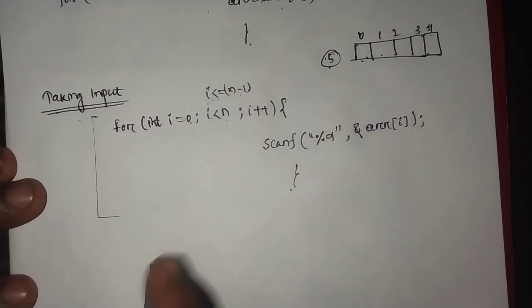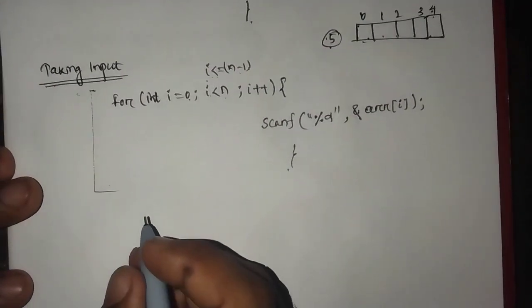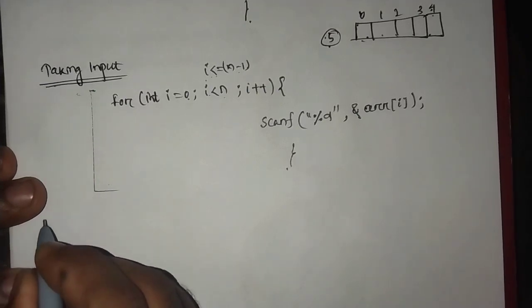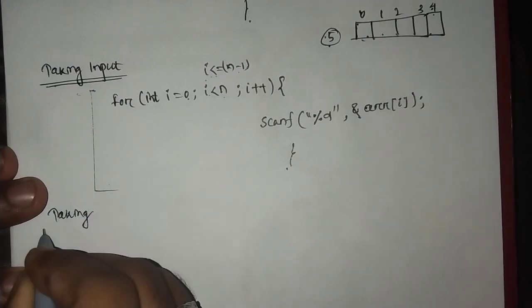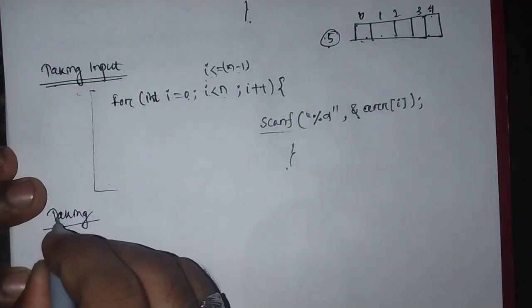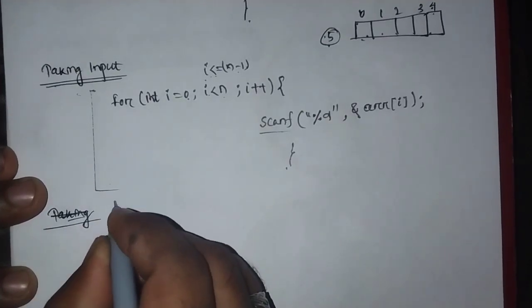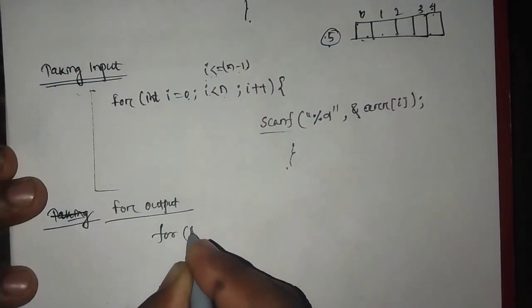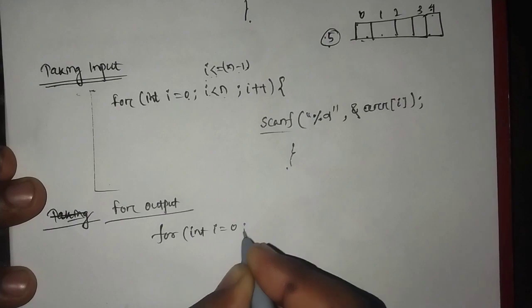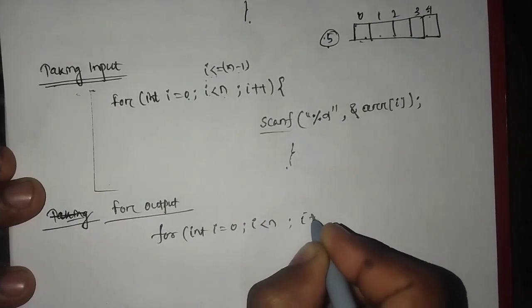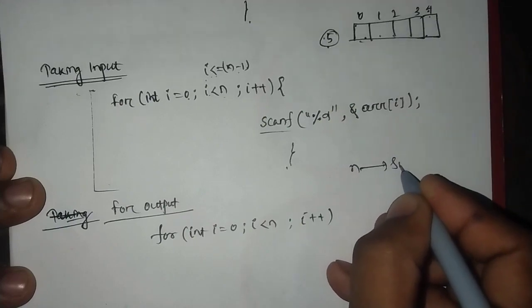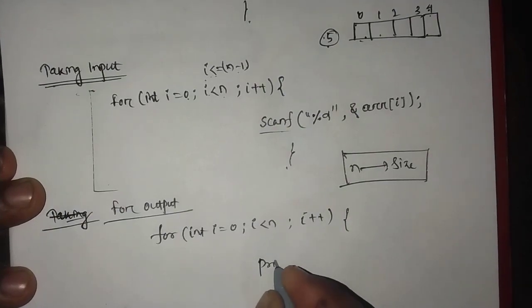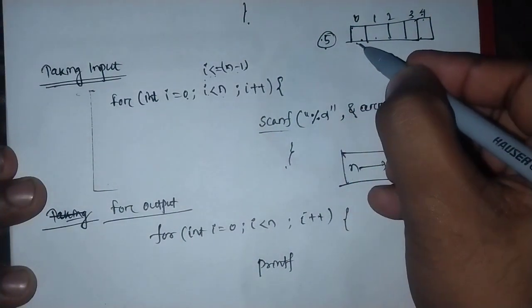For giving the output of the array, we just change scanf to printf, since we are not taking input but giving output. Iterate the loop from integer I, index starting from 0 to less than n, I plus plus. Here n is the size, so remember that n is the size. Then write printf to print each element of the array.